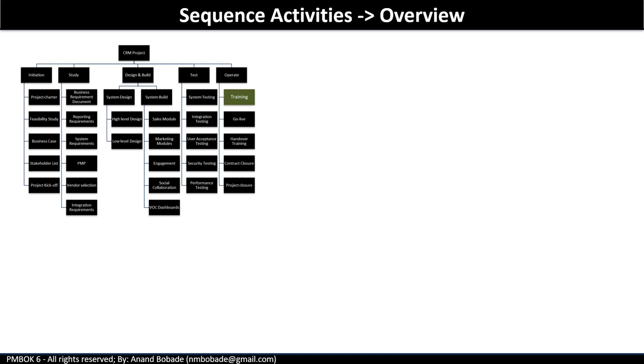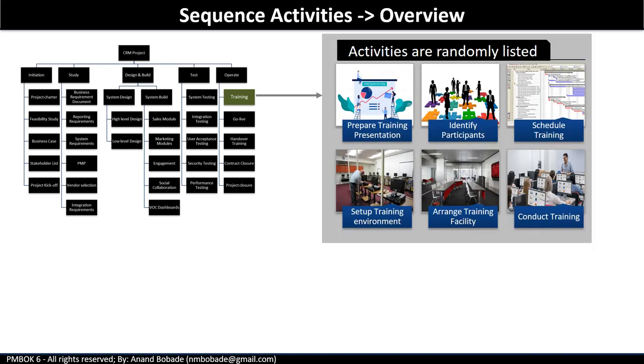In previous session, you learned define activities process, where we listed activities required to complete work package training under CRM project. If you look at the list of activities, they are randomly listed, and as of now, we don't know how we will achieve goal of completing training. What is the sequence in which I have to execute these activities so that I can complete training? So what we do next?